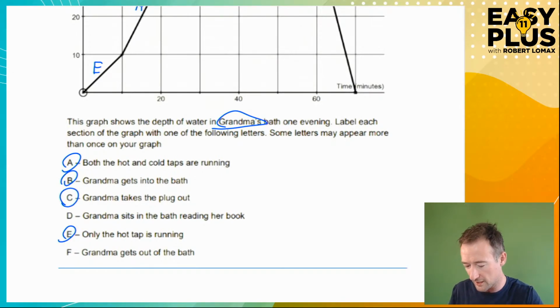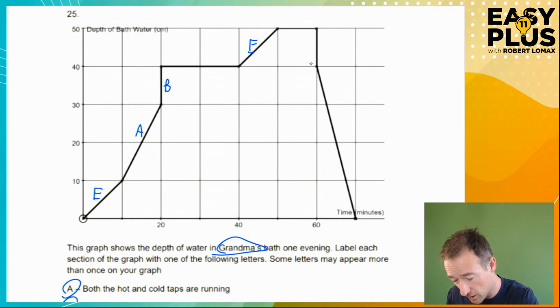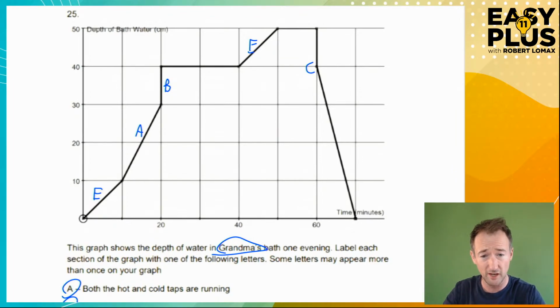Grandma takes the plug out. Okay, and in my notes, I've got an arrow by this saying, careful, because I needed to comment on this. Grandma takes the plug out. Lots of people will do this, which is incorrect. Why do you think that's incorrect? Because this is not the point when the plug is taken out. You've labelled this whole time when the water is draining out, but the plug has already been taken out at this point here. Because the plug being taken out is a moment in time. This is what happens after the plug has been taken out.